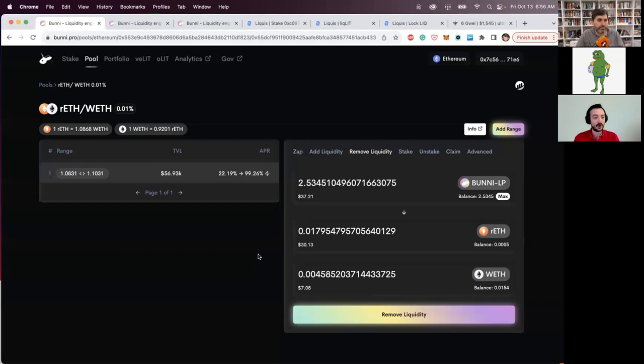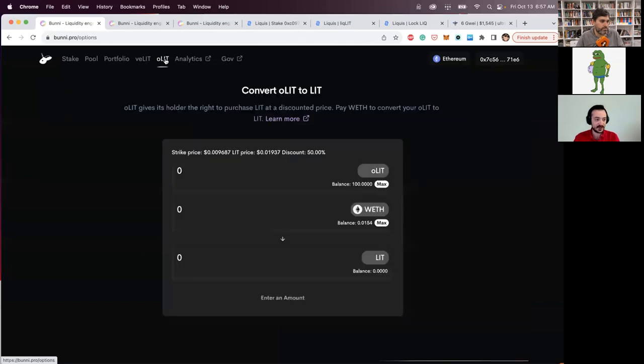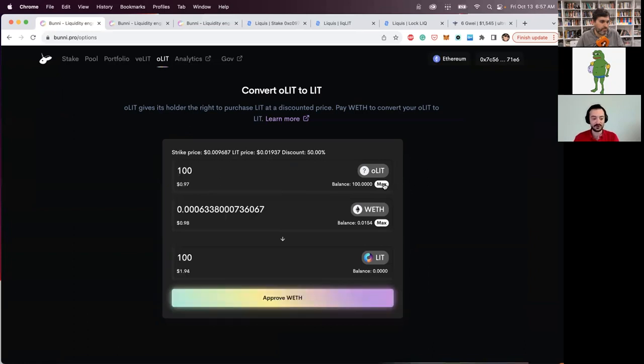You earn OLIT. This is one of the first times I've seen these O tokens. So O stands for option. So OLIT is an option to buy LIT at 50% discount. So if we go now over to the OLIT page, we sent you some OLIT earlier. Yep. So essentially OLIT is half the value of LIT. Right. If you add some wrapped ETH to it, then you get the full LIT token itself, right?